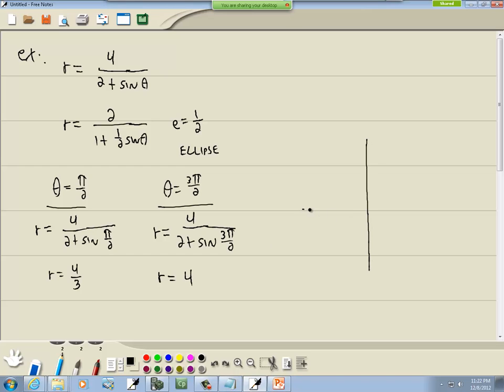Okay, so let's see what that gives us. Now remember, pi over 2 is that angle right there. And since it's positive 4/3, that means we're going to go positive 4/3 in that direction, which would be right here. Now 3 pi over 2 is down to here. So we're down to here, and it's a positive 4, so I'm going to go 4 out in this direction. Which would be that right there. Okay.